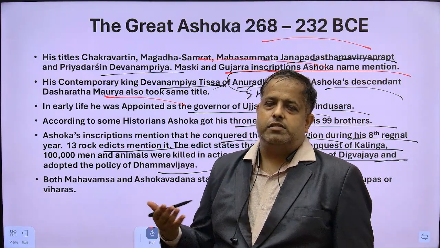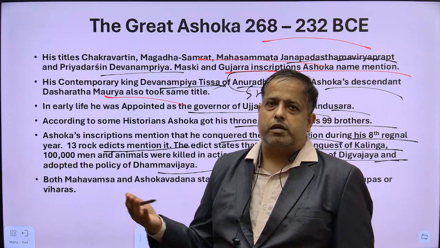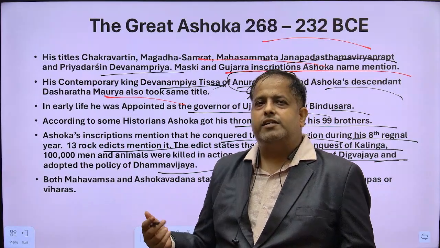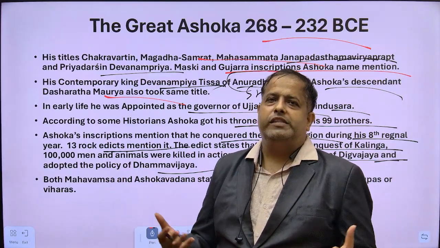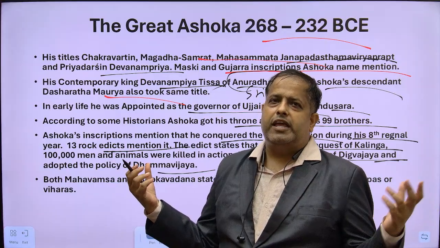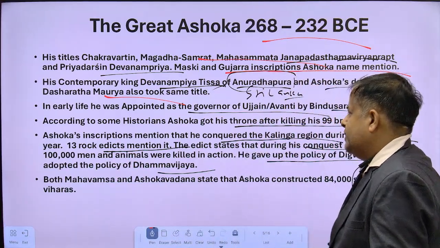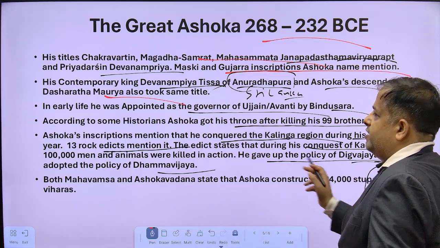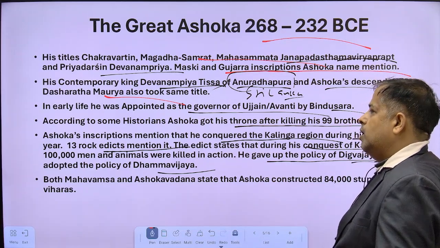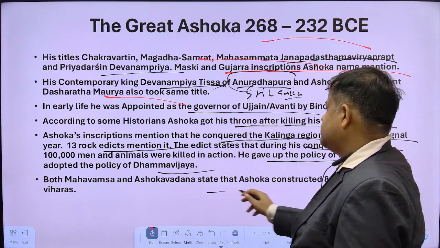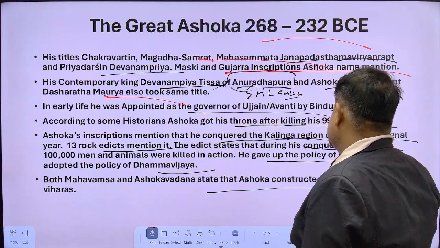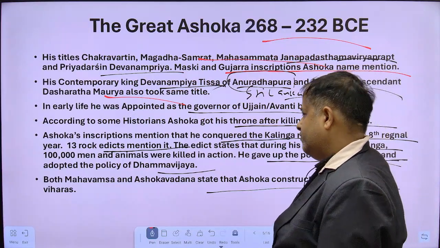So when he sent his son Mahendra and daughter Sanghmitra to Sri Lanka, he said that I am Ashoka. People call me Devanampriya or Priyadarshi. मेरे एक हाथ में फूल है तो दूसरे हाथ में तलवार भी है. So he surrendered the policy of Digvijay and now he followed the policy of Dhammavijaya. Both the Mahavamsa and Ashokavadana state that Ashoka constructed 84,000 stupas or viharas.